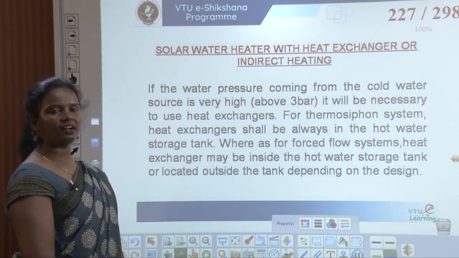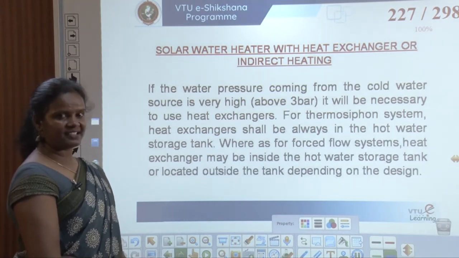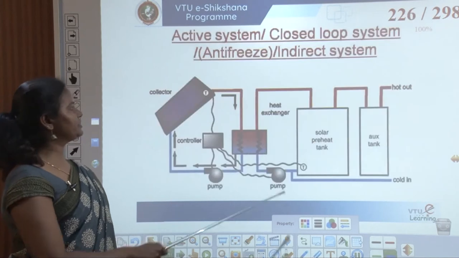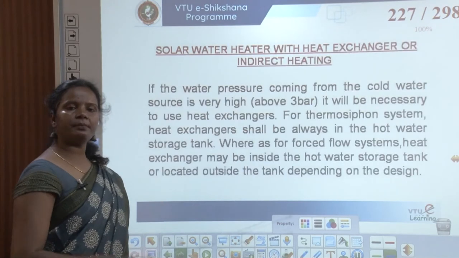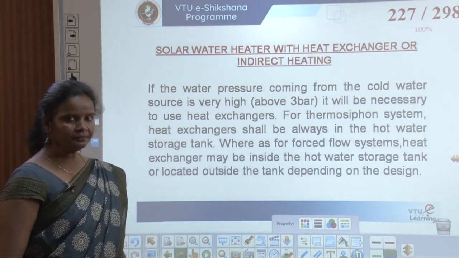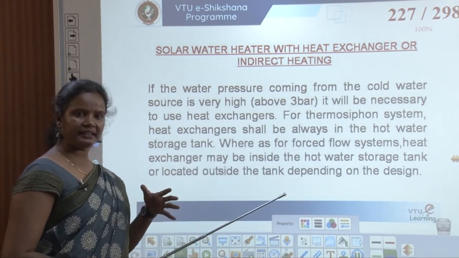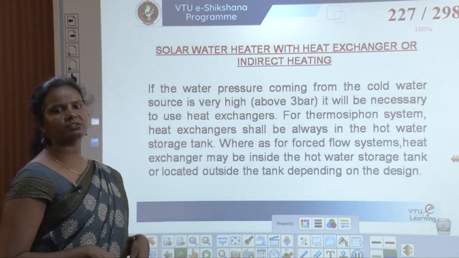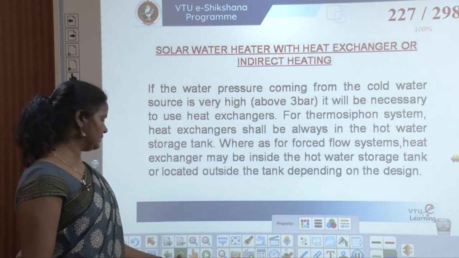So for a solar water heater with heat exchanger or indirect heating, if the water pressure coming from the cold water source is very high, above 3 bar, it will be necessary to use heat exchangers. For thermosiphon systems, heat exchangers shall always be in the hot water storage tank itself. The previous slide shown is a forced circulation because we are using a pump. In thermosiphon, where natural pressure change allows the water to move from one point to another, the heat exchangers can be provided inside the hot water storage tank itself. Whereas in forced flow systems, the heat exchanger may be inside the hot water storage tank or located outside the tank depending on the design.